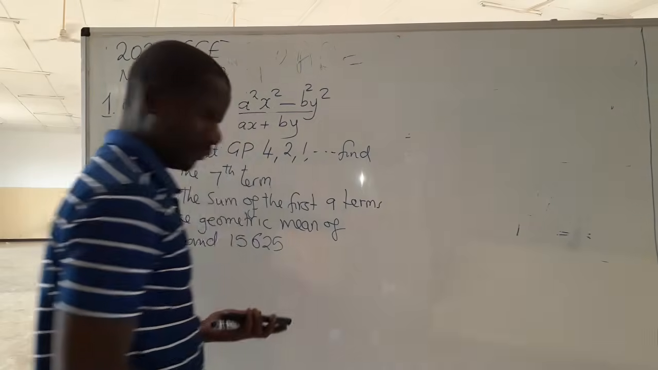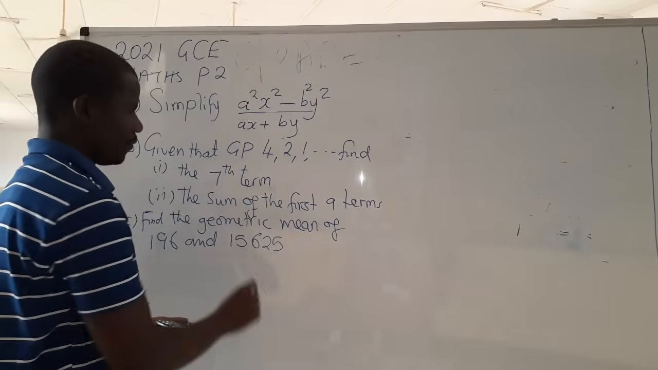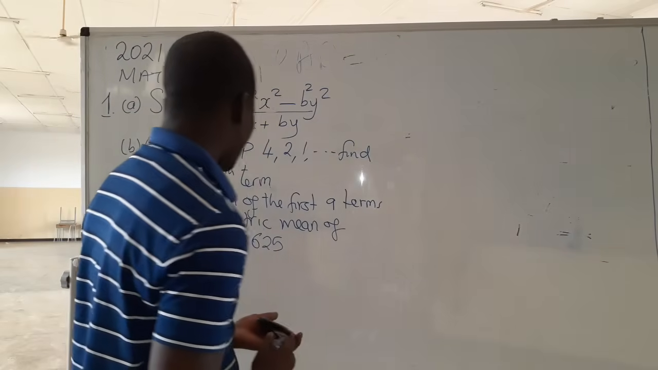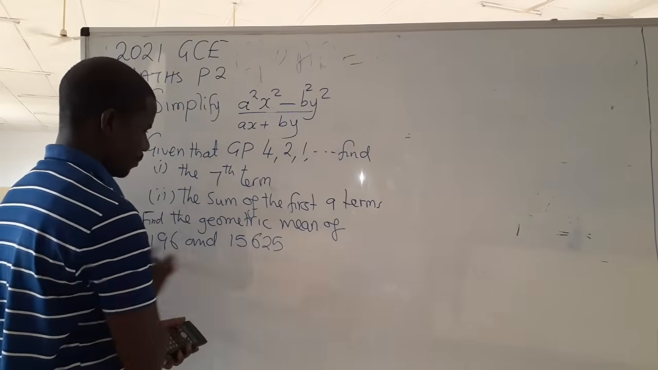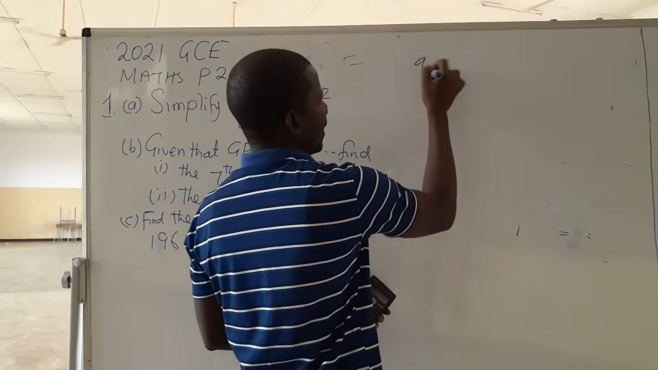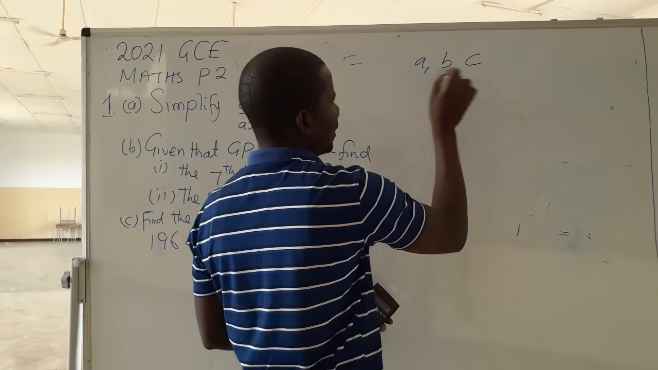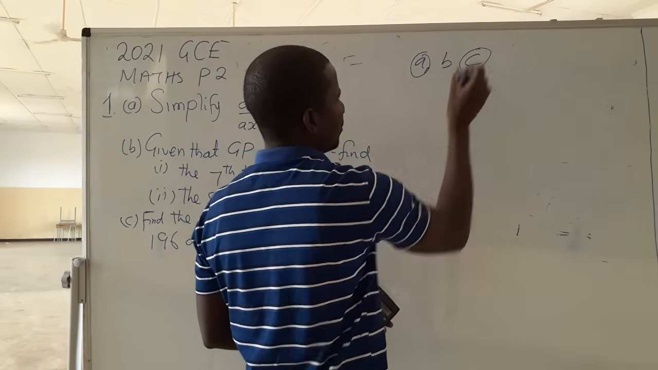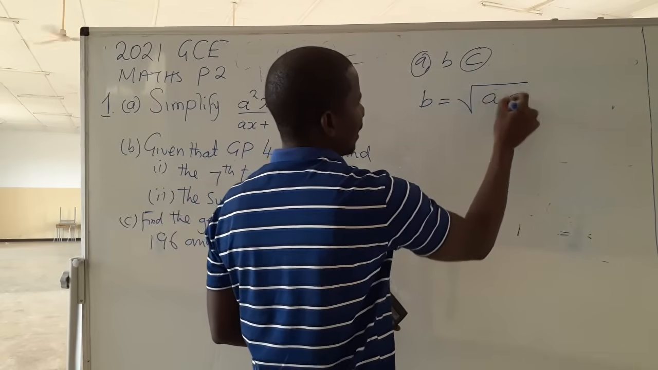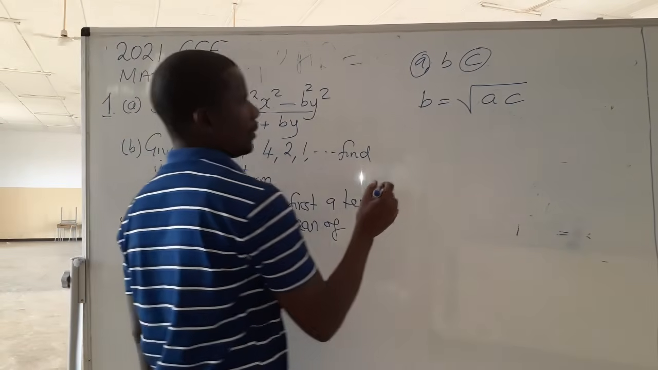So, find the geometric mean of these two numbers. Okay. So the geometric mean here of the two numbers. If you have A, B, C, the geometric mean of these, we say B is equal to the square root of A and C. Okay? So the same thing here is what we are going to say.